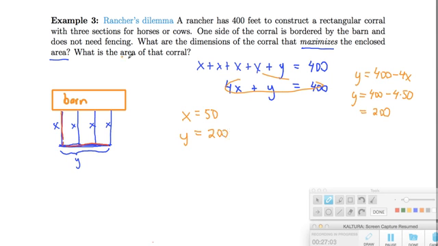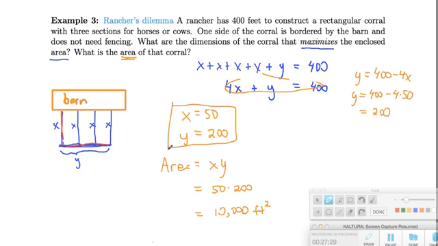The last thing they want to know, what is the area of this super maximized corral? Well, area equals length times width. So in this case, 50 times 200, and it turns out that the maximum area is 10,000. Since it's area, it's units squared, and our unit was feet. So here's the dimensions, and here's that max area. If you checked a lot of other areas for different dimensions under the criterion, they would all be smaller than 10,000. 10,000 is the biggest area that we can get.